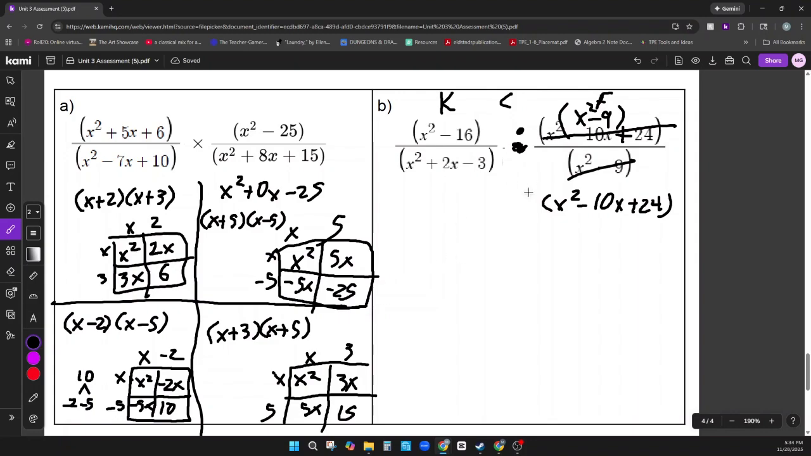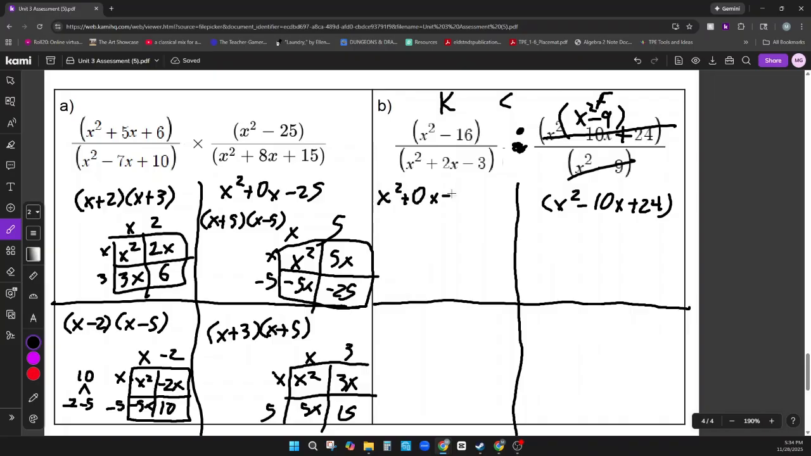So we have a little less room to work with, but essentially, we're going to be doing the same thing. We just need to factor and simplify our four components, our two numerators and two denominators. I'm going to treat this as x squared plus 0x minus 16. And what I get from this is x squared and 16.